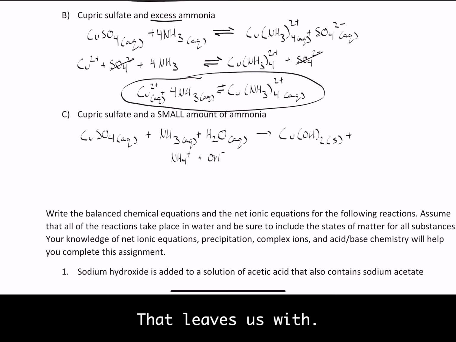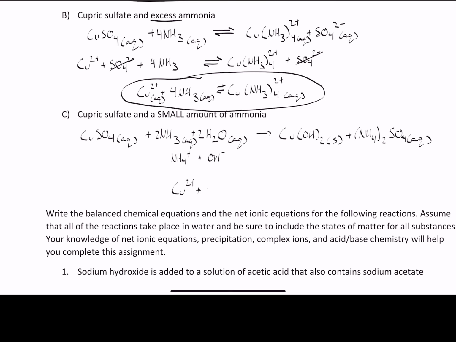And what does that leave us with? That leaves us with our NH4 and SO4 2 minus, or it is a 2 minus, but balance that. So copper plus two NH3 plus 2 H2O.